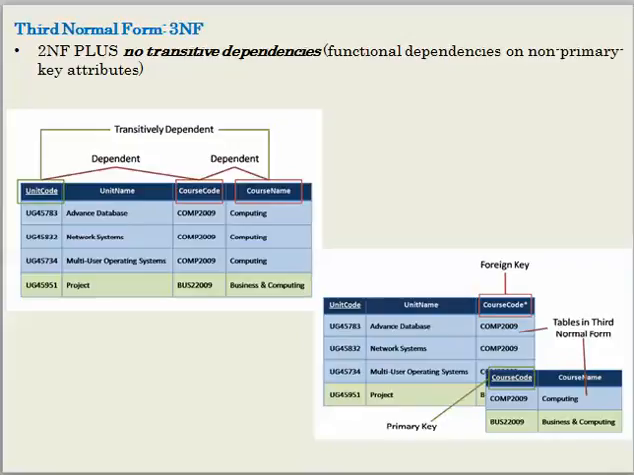So remove course name with a copy of course code to another relation and make course code the primary key of the new relation. In the original table, mark course code as our foreign key.